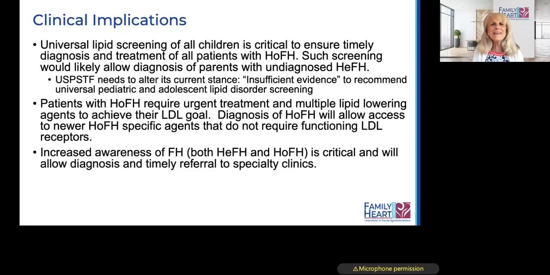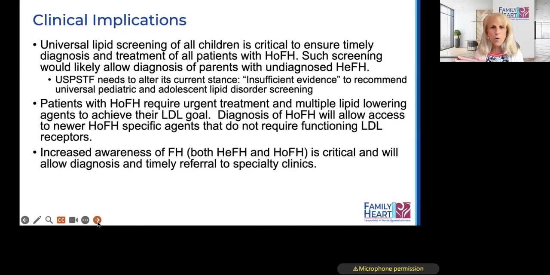And what this stance, or their recommendation, is a recommendation in which they say HoFH is out of scope of this set of recommendations. And so what we believe at the Family Heart Foundation is that the individuals at the U.S. Preventive Service Task Force are doing a disservice to individuals with HoFH. They seem to think that everybody with HoFH is diagnosed. And in our paper, we really stress that this is not the case.